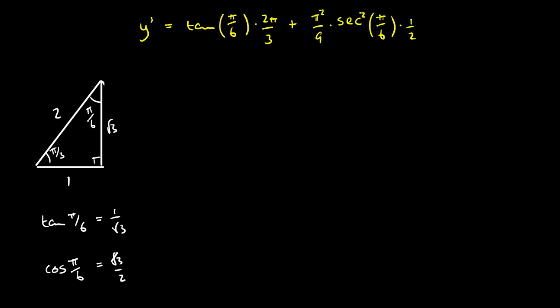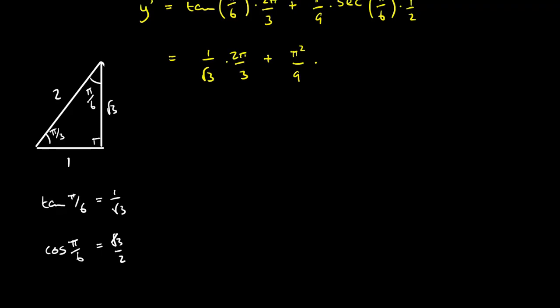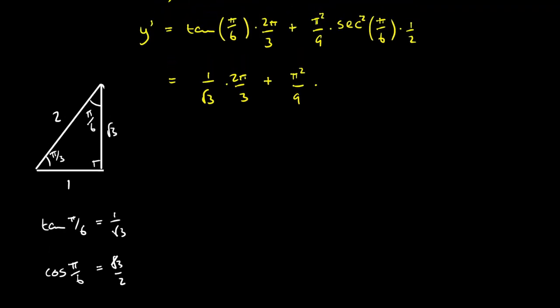Okay, so if I was to substitute this in, we've got tan pi by 6, which is 1 upon root 3, times 2 pi upon 3, plus, I'll just keep it as is, pi squared upon 9. Okay, so sec is 1 divided by cos, right? So if cos is root 3 upon 2, sec is going to be 2 upon root 3. And then we've got to square that. And then we've got to times it by a half.